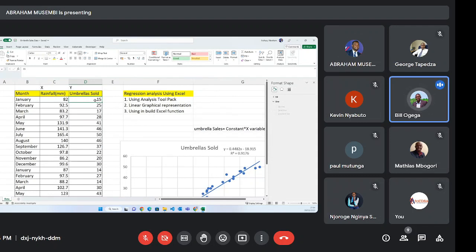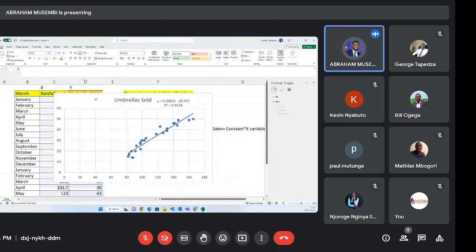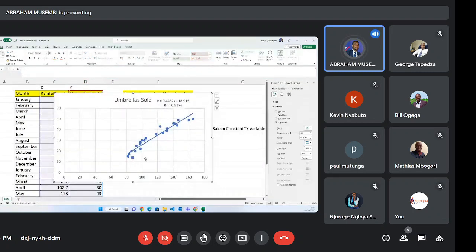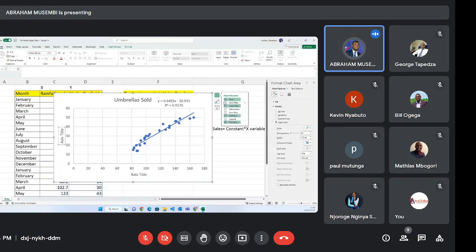In this scatter plot that we've drawn, along the x-axis and the y-axis, there's no labeling. Yes, it's just because I did not include the axis. You are talking about the axis. To add the axis, you just need to come to this plus sign, then you can include the axis.